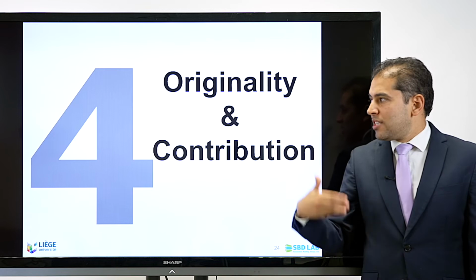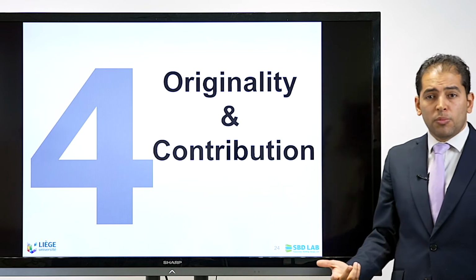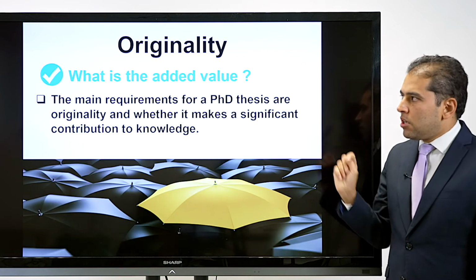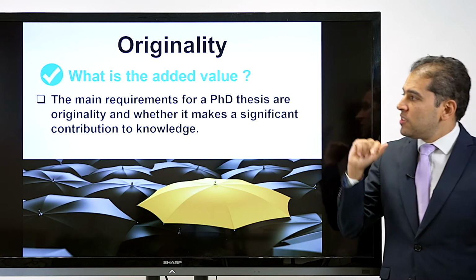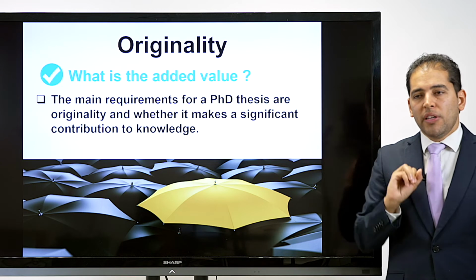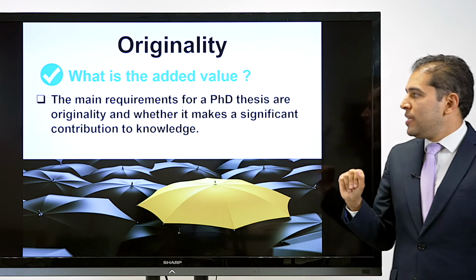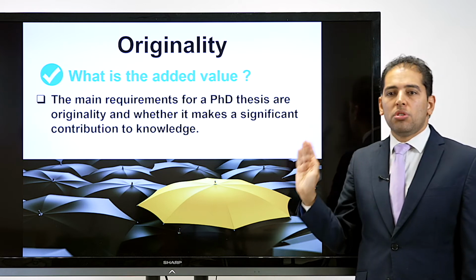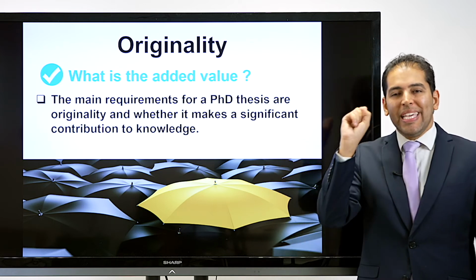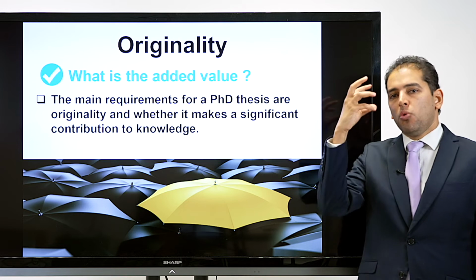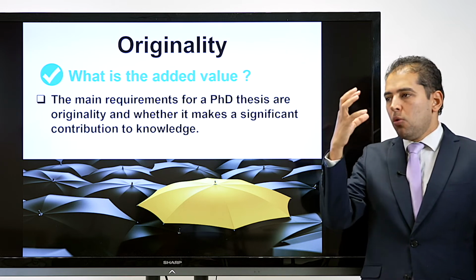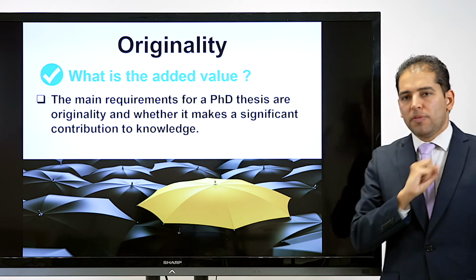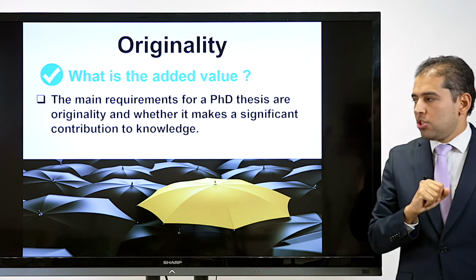Allow me to finish the presentation, but moving first on to originality and contribution. When you reach the discussion and conclusion, you must talk about originality and contribution. What is the added value of your PhD? I need to find it. The main requirements for a PhD thesis are originality and whether it makes a significant contribution to knowledge. I need to see that explicitly mentioned through points with reasoning, minimum 1 or 2 pages written fully, talking about the originality of this PhD, and this has to be in the discussion section.